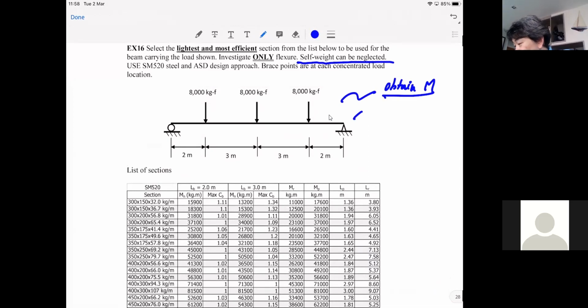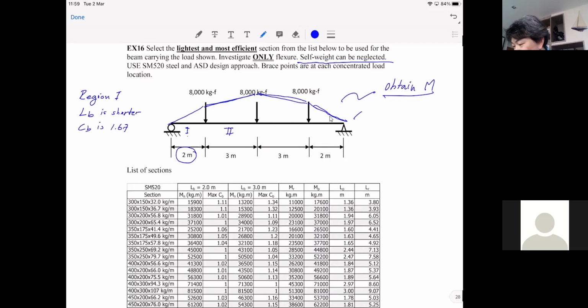That's fine. You should realize that the bending moment diagram of this beam would look like this. It's just right on top of this. The bending moment diagram should look something like this. Correct? And it's a symmetric structure. So you should see right away that you have two regions because of symmetry, region number 1 and region number 2. In region number 1, after the investigation, you have a shorter unbraced length. So in region 1, LB is shorter, CB is 1.67, and it should be larger than the CB of region number 2.